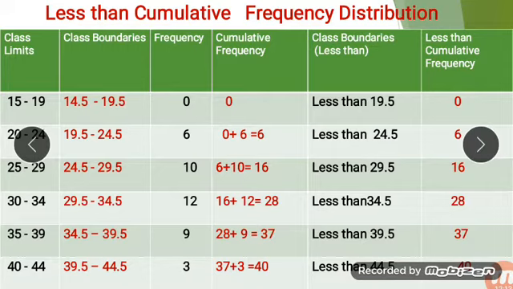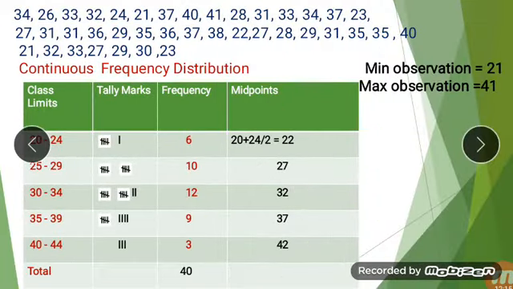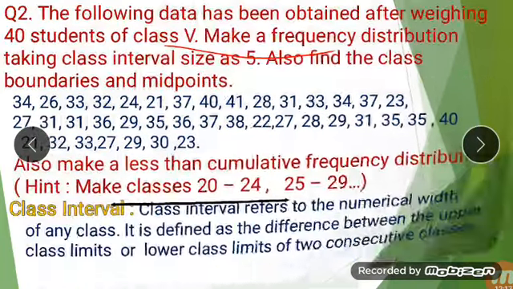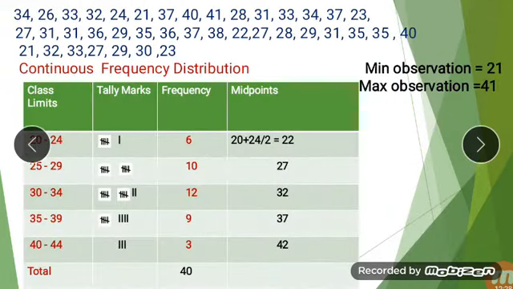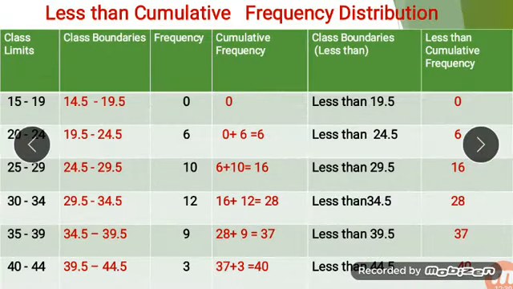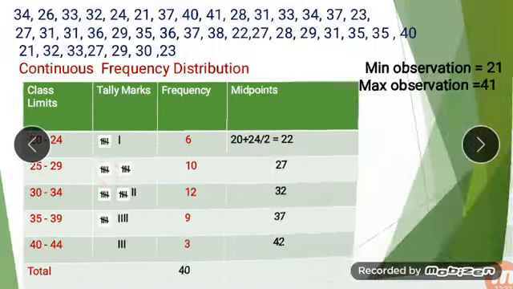Let's go ahead with the further parts of the question. Here we are supposed to find the class boundaries. Moreover, we are supposed to make the less than cumulative frequency distribution. So let's understand what less than cumulative frequency distribution is. This is the class limit, the same.